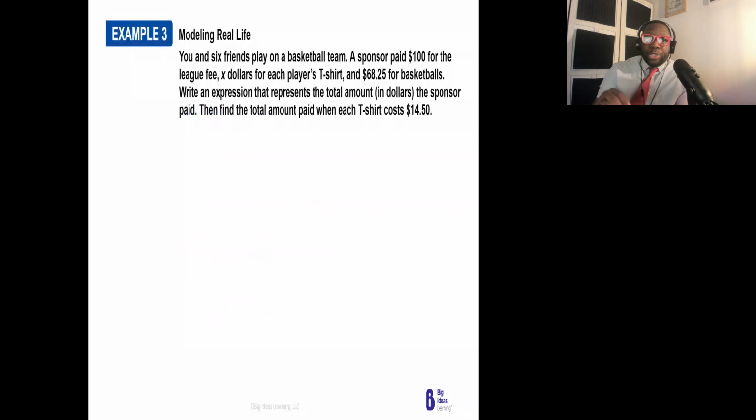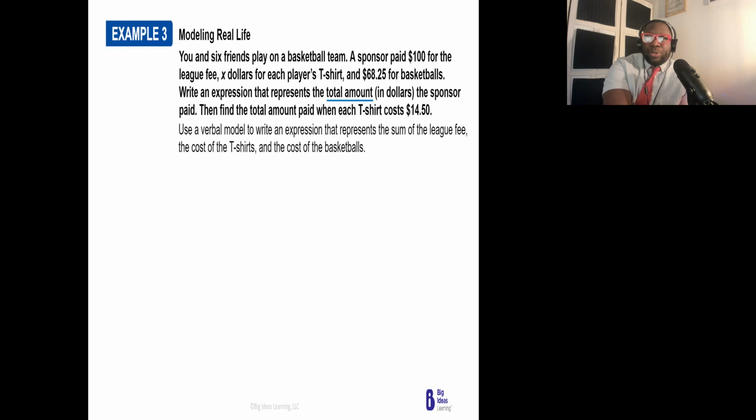A sponsor paid $100 for the league fee. There are X amount of dollars, so we don't know how many dollars that is, for each player's t-shirt. And then $68.25 for the basketballs. We want to write an expression that represents the total amount in dollars that the sponsor paid. Then find the total amount paid for each t-shirt, which costs $14.50. So what do we know? Well, we know that we want to find the total amount in dollars that the sponsor paid. And we recognize that there's the league fee, there's the cost of the t-shirts, and then the cost of the basketballs.